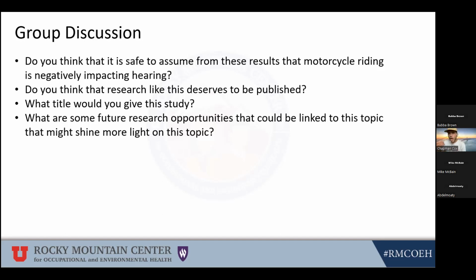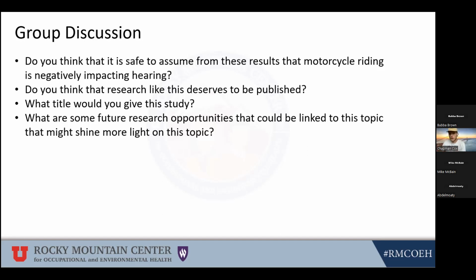So what do you guys think though? Is it safe to assume that the results are indicating that motorcycle riding is associated with noise-induced hearing loss? I think yes, probably, but one way that they could improve their study is by doing it over time, to see if there is a threshold STS. Because usually in the workplace, you do an annual audiogram to see if there has been a change. And here it's just comparing it to that other group.